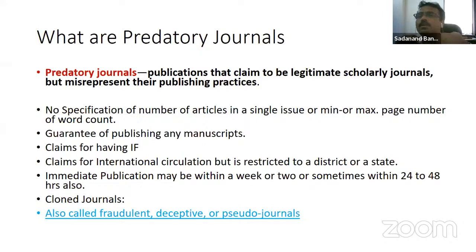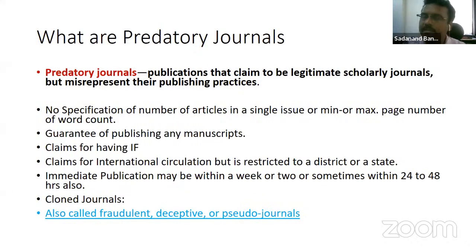There is no limitation in the number of pages, no limitation in the number of words, nothing. And more importantly, whatever manuscript you submit, they will immediately publish it, maybe within 24 hours, maybe within a week, and so on. When you come across such journals which immediately make their publications and show an impact factor on the title page, those are called predatory journals.